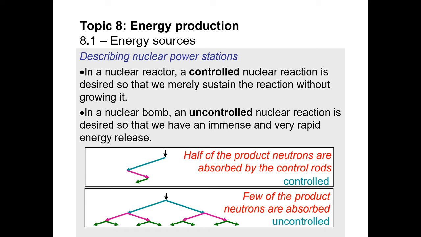Now, with the controlled scenario, like it says on the slides, half of the product neutrons are absorbed by the control rods, and in the second case, where it's uncontrolled, very few of the neutrons are absorbed. If you absorb the neutrons, then you don't have that neutron to react with another uranium-235 atom, thus creating a new nuclear reaction. Now notice it says control rods. We haven't yet talked about what control rods are, but I think you're getting the idea now. The control rods are some kind of rod within the nuclear reactor that absorb neutrons, and it helps us to control the reaction.